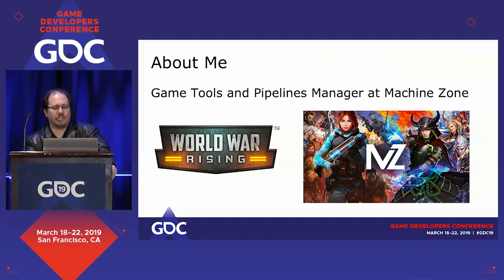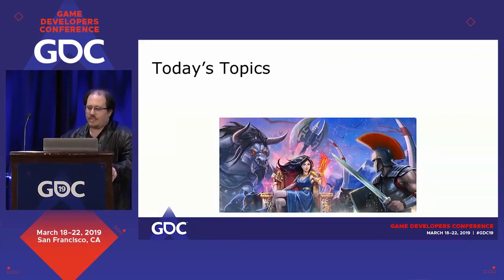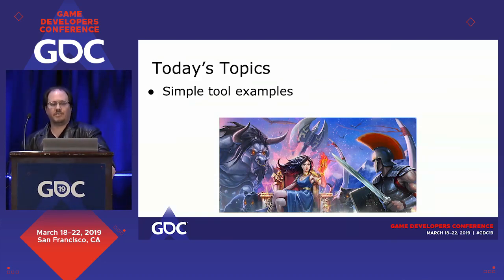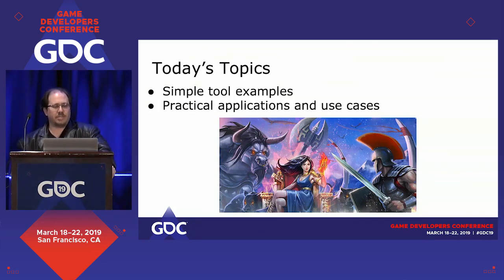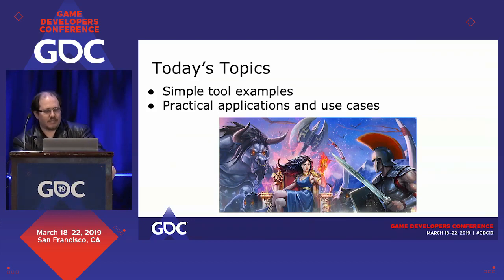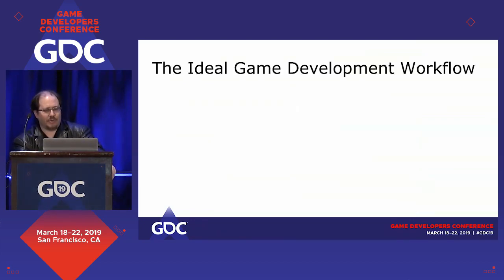Today we're going to be going over an approach for looking at workflows and processes. Ideally, most of the stuff we're going to be looking at is simple tool examples, things that you could build in a week, types of problems that you could solve by both internal and off-the-shelf solutions. The main purpose is to drive into some of the practical applications and use cases, things that you can look for in your own tools. The intent is that there's something you can take away to improve your own internal tools, no matter what they happen to be. So let's get started with the ideal game tool.